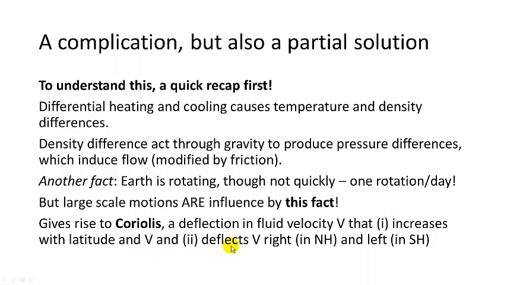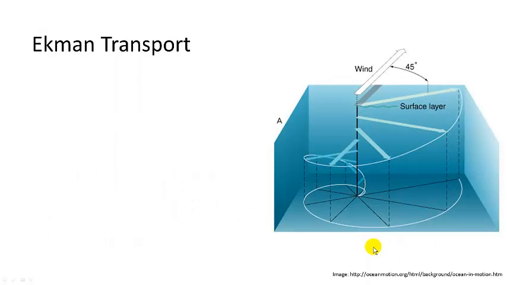The second fact is that this deflection is different in the different hemispheres because as we look down on the Earth, the rotations are opposite, looking down on the North Pole compared to looking down on the South Pole. And the deflection that's produced is that velocities are deflected to the right in the Northern Hemisphere and to the left in the Southern Hemisphere. And this gives rise, as the book discussed so well, to this fascinating thing called Ekman transport.